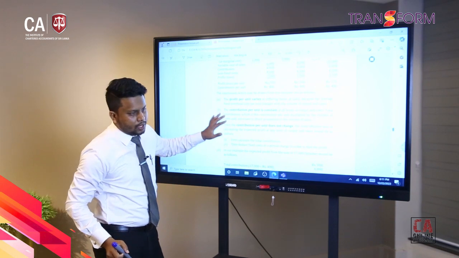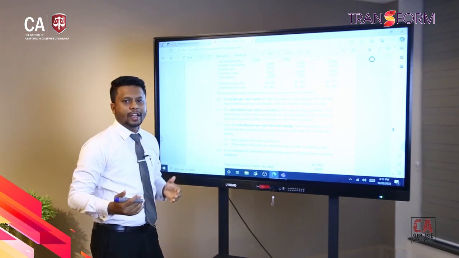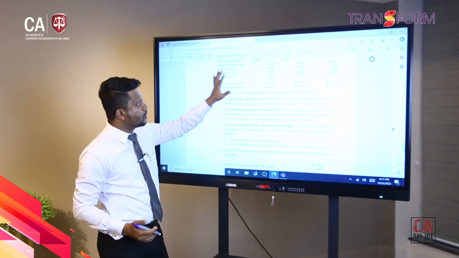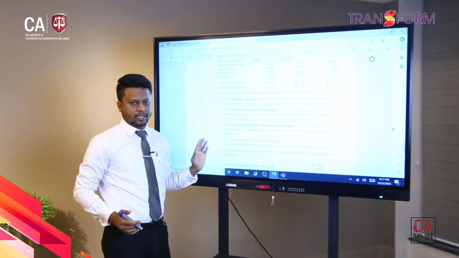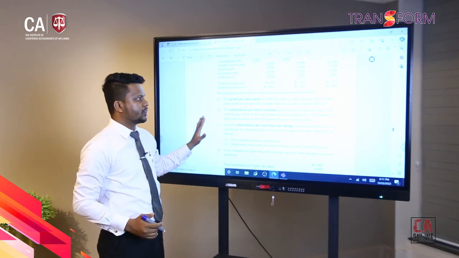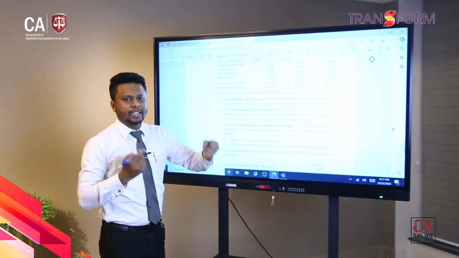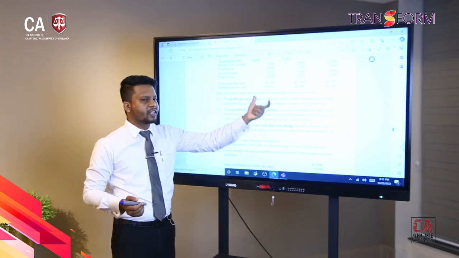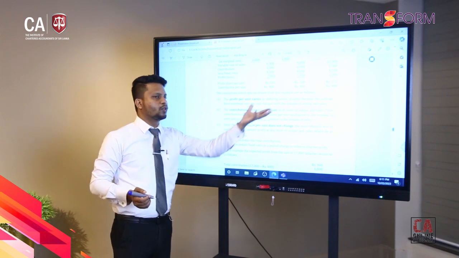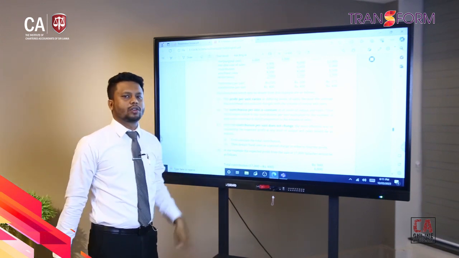Under the absorption costing, we have complex calculations for calculating the profit. But when you have the marginal cost system, it is very easy to calculate the profit. If you know the profit margin or the profit per unit, you can easily calculate the total contribution and deduct the fixed cost, then you can easily calculate the profit. But when it comes to absorption costing, it is not like that.